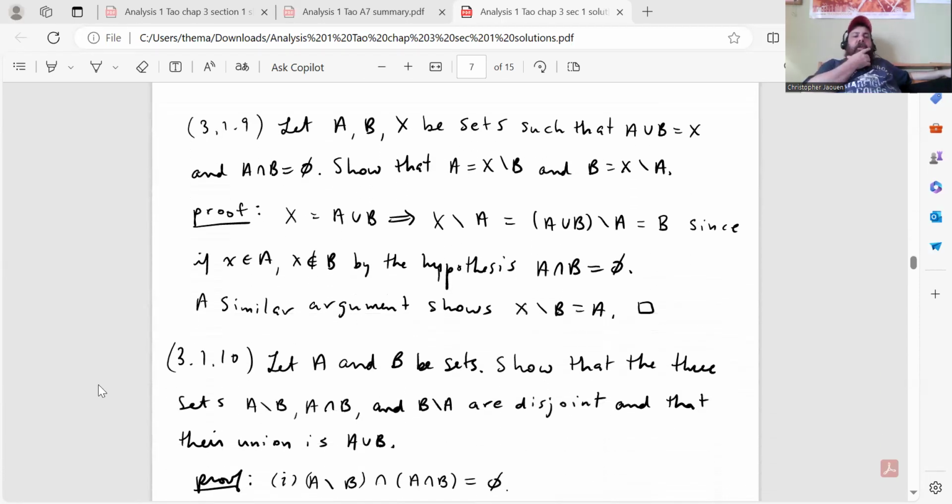All right, 3.1.9. Let X be a set such that A union B is X and A intersect B is the empty set. Show that A equals X minus B and B is X minus A.